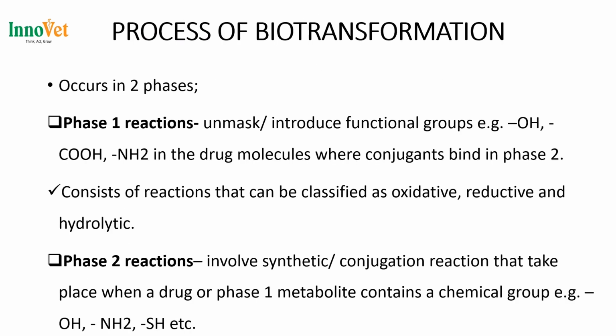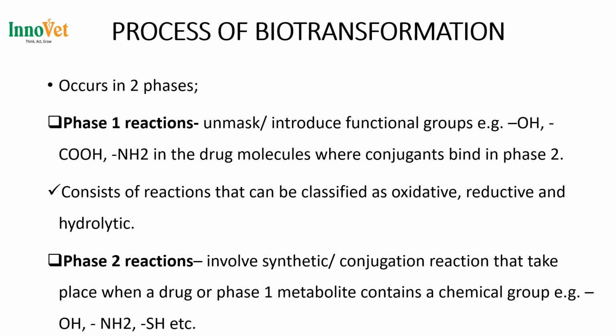So we have the process of biotransformation. This process basically includes two phases. We have the phase 1 reactions and also we have the phase 2 reactions. So the phase 1 reactions are the reactions that involve unmasking and introducing new functional groups to the drug, for example the hydroxyl, carboxyl, and amino groups in the drug molecules, such that in the phase 2 reactions, these functional groups can conjugate with the conjugants in the synthetic reactions. And it consists of reactions that can be classified as oxidative, reductive, and hydrolytic, as we shall be seeing what happens in each.